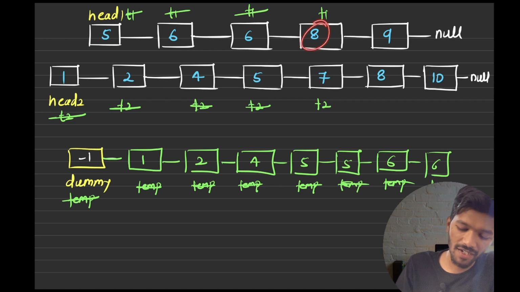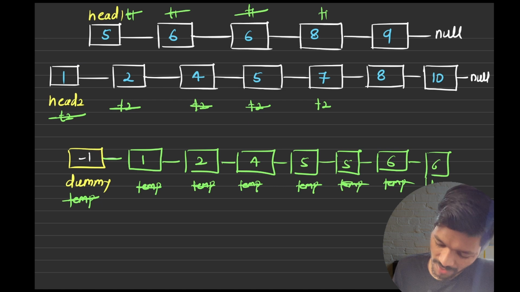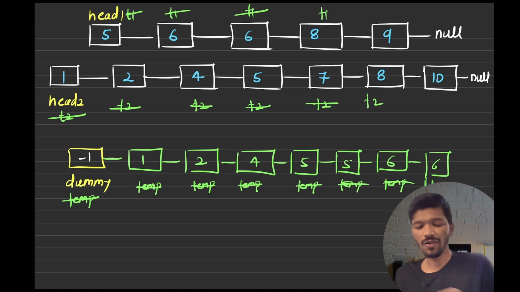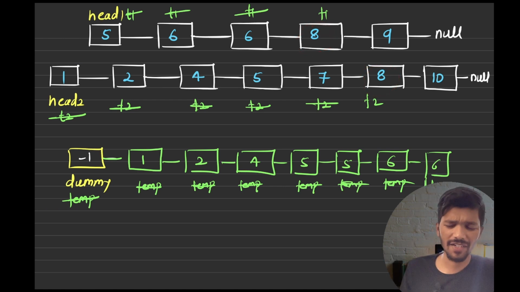Now I have 8, I have 7. Which one is smaller? Of course 7 is smaller, right? So let's write over here. So I have 7 and move my temp to the next location, and I will move this temp over here. Now both are 8. Which one is smaller? You can take any one. Let's suppose we will take T1.